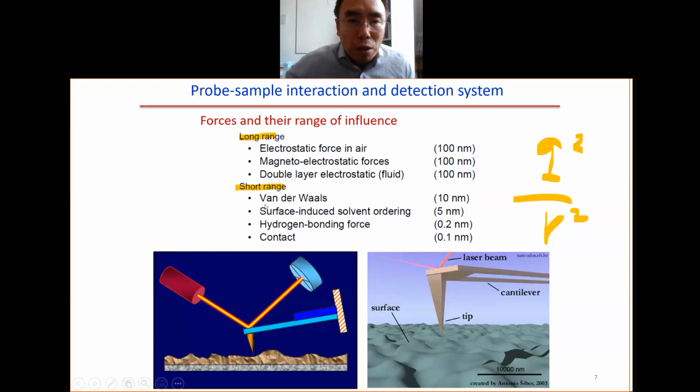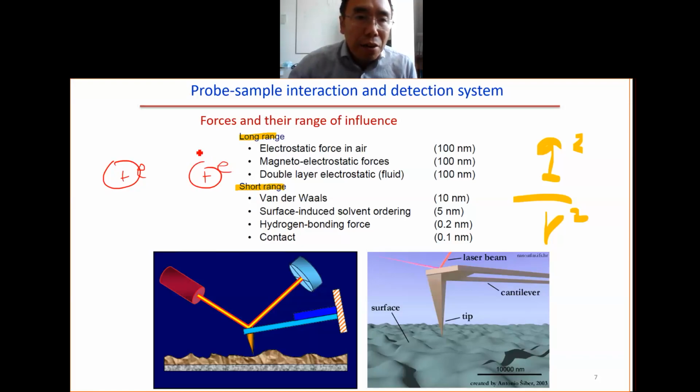For the short-range forces, we have the van der Waals force, about 10 nanometers. Surface-induced solvent ordering, which is not so clear, about 5 nanometers. Hydrogen bond, 0.2 nanometer. Then contact. For the van der Waals force, it is normally an attractive force. This is because of the induced dipole. At any moment, if you have one atom here and another atom here, for example at this moment the electron is at this position, then because of the Coulomb force, the other charge will be something like this.